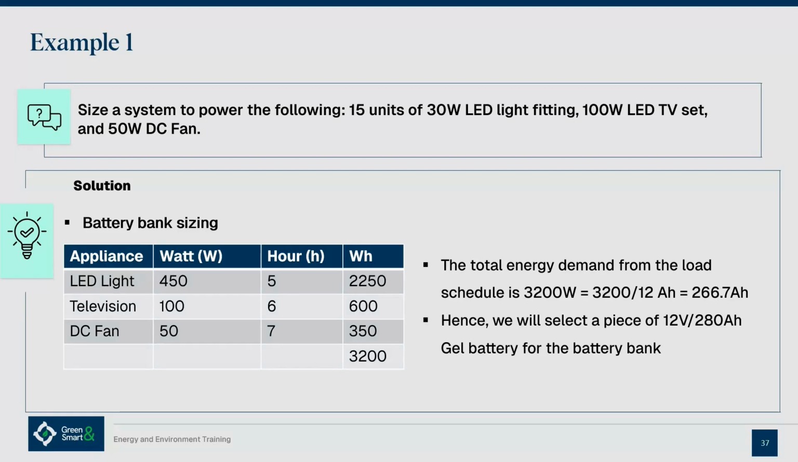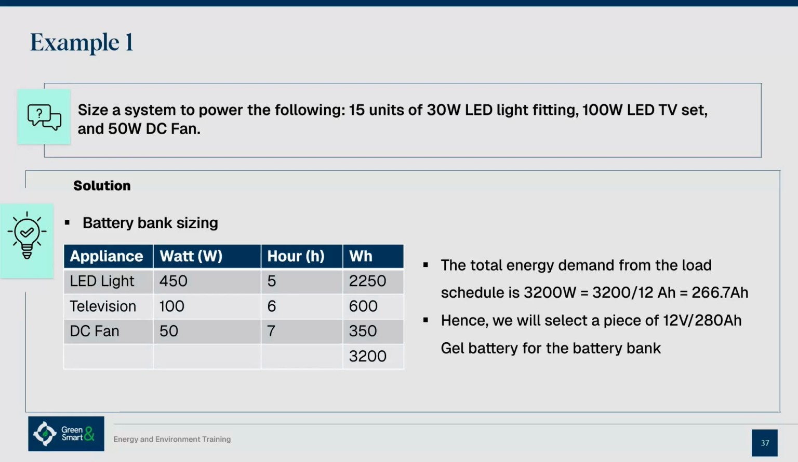That's 450 watts times 5 hours, which equals 2,250 watt-hours. The TV is used 6 hours per day. That's 100 watts times 6 hours, which equals 600 watt-hours. And the fan is used 7 hours daily. That's 50 watts times 7, which equals 350 watt-hours. Total daily energy is equal to 3,200 watt-hours.